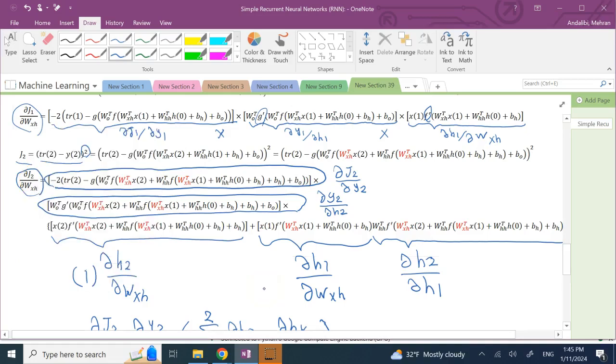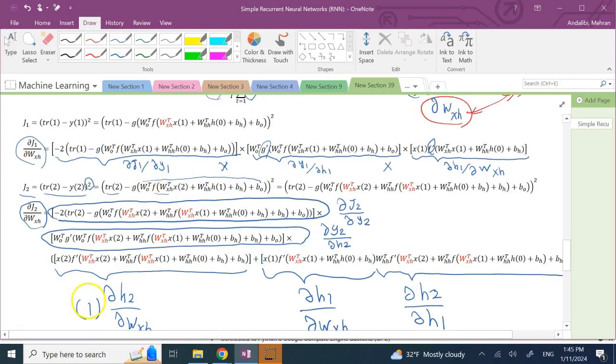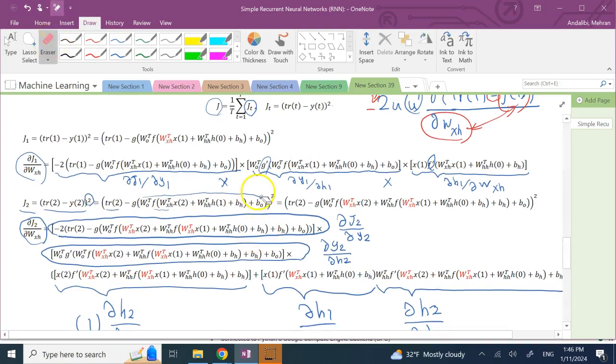Now look at J2, see what happens with J2. J2 is target 2 minus y2 squared. Target 2 is just a constant. But y2 is g of h of 2. And h of 2 is this part here, without the w. This is h of 2, which is multiplied by w and added to b. And h of 2 is a function of x of 2 and h of 1 and bh. So this guy is h of 2.